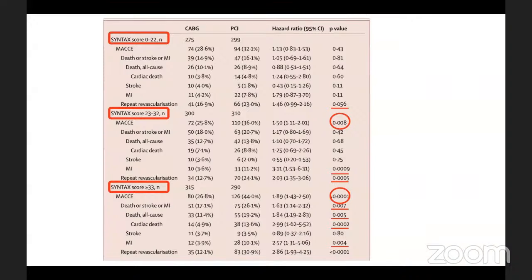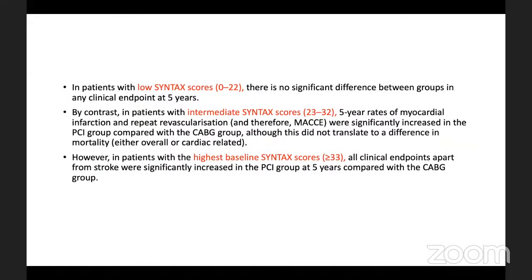There is no question of the superiority of coronary bypass in terms of MACE in patients who had a high syntax score, in all the components, including all-cause death. So, just to conclude again, in those patients with low syntax score, there was no significant difference between the groups in the clinical endpoints at 5 years. However, in those with intermediate score, the 5-year rate of MI, repeat revascularization, and therefore MACE were significantly increased in the PCI group. However, they did not translate into a difference in mortality. In those patients who had a high syntax score, all clinical endpoints apart from stroke were significantly higher in the PCI group at 5 years compared to coronary bypass surgery.